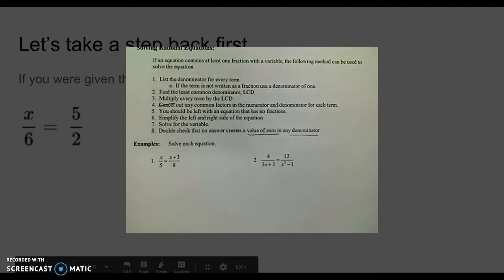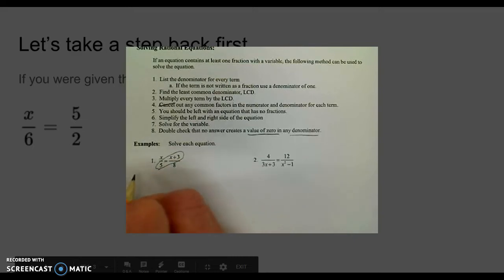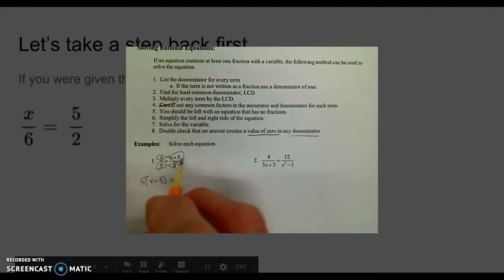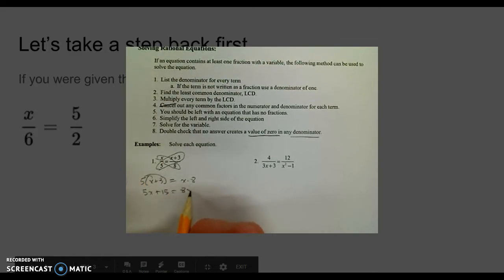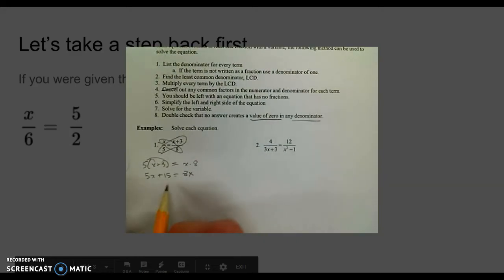So thinking about solving proportions, x over 5 equals x plus 3 over 8. And we recognize this as one fraction equal to another fraction, so we know that our cross products are equal. So we can say that 5 times the quantity x plus 3 is equal to x times 8. So let's simplify by using the distributive property. 5x plus 15 equals 8x. And so this is the type of equation that you learned how to solve in middle school. So let's go ahead and do that.